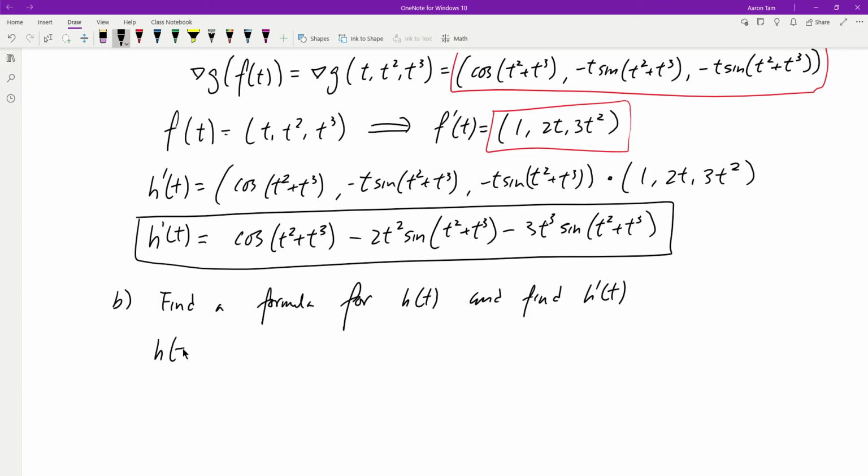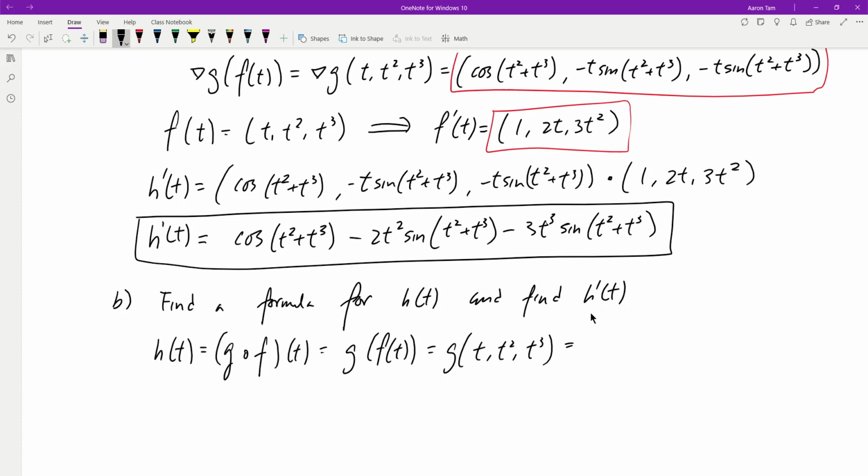So let's try that. So what is h of t equal to? Well, h of t is equal to g composition f of t. That means g of f of t. That means g of t squared, t to the third. And that would mean that what we have is t cosine t squared plus t to the third. So now we're going to find h prime of t. So h prime of t will be the derivative of t cosine t squared plus t to the third. That is a product between two things. Therefore, I'm going to apply the product rule.